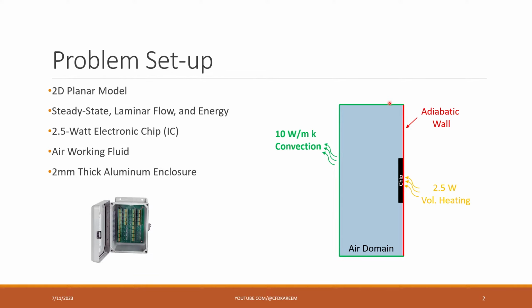Our chip is going to be supplied with 2.5 watts of volumetric heating, and our green faces here, or the external faces of our enclosure, are going to have 10 watts per meter Kelvin of natural convection, taking heat out of our enclosure and out of our system. The back wall is going to be adiabatic, or in other words, there's going to be no convection or conduction through the back wall of our domain. This would be analogous to our electronics enclosure being mounted on a wall or other insulating surface, where the heat loss into that wall or the surface behind is going to be minimal.